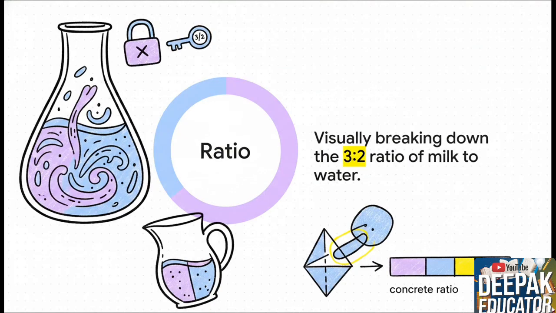So the real trick here is to visually break down that wall of text. By taking that paragraph and immediately visualizing, say the 3:2 ratio of milk to water, that abstract variable x suddenly gets anchored to a concrete real-world ratio. And honestly, that visualization is the ultimate key to unlocking the whole equation.